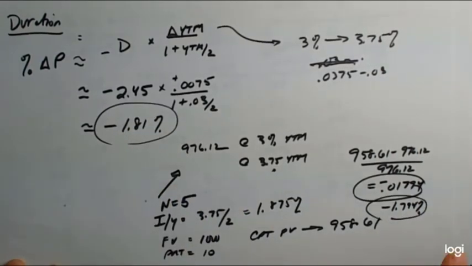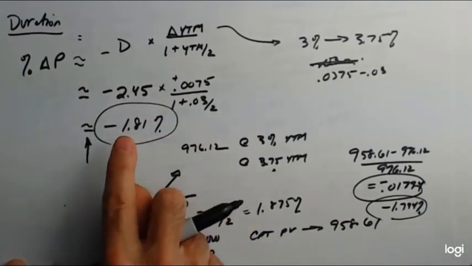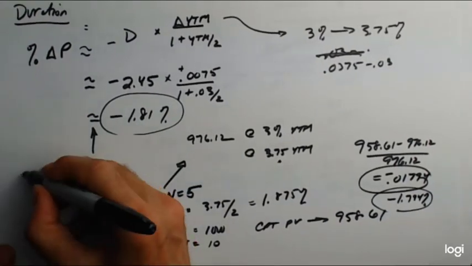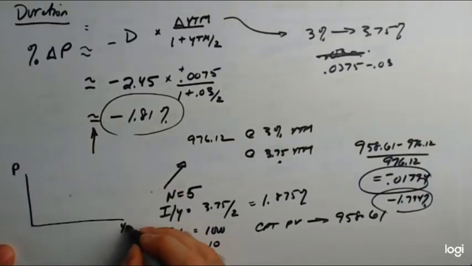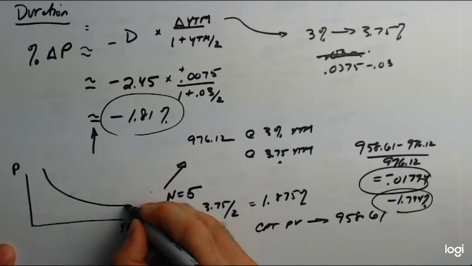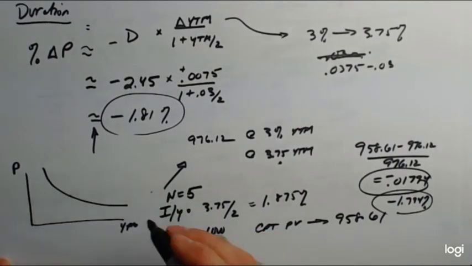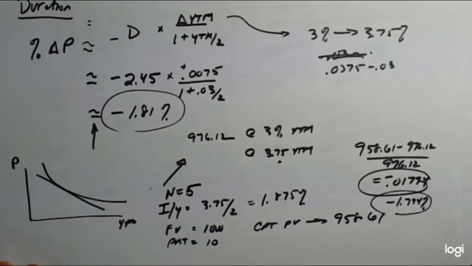This is the exact amount. I mean, we ran it through the calculator. This is the exact change, minus 1.794%. We estimated, and hence this squiggly equal sign here, 1.81%. Now it turns out the duration, this is price and this is yield to maturity. We have a curved relationship here between price and yield to maturity like I showed you before. It turns out that duration assumes a linear relationship between bond prices and yield to maturity.